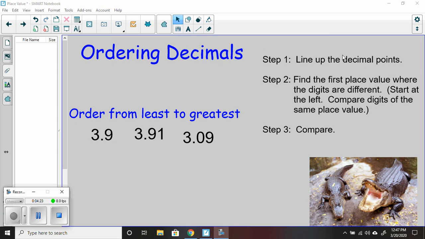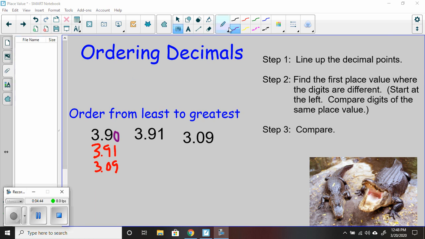I'm going to line them up by their decimal points. Then I'm also going to put in placeholders, or trailing zeros actually, so that I can see the digits place by place. So that purple 0 is actually a trailing 0. It didn't change the value of the number at all.